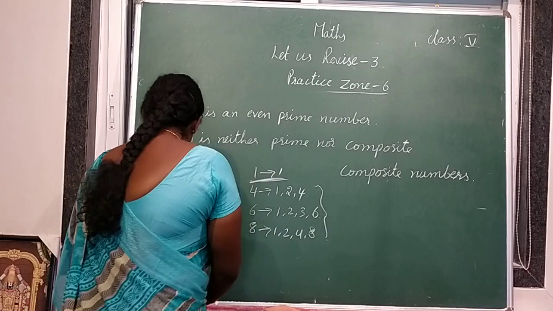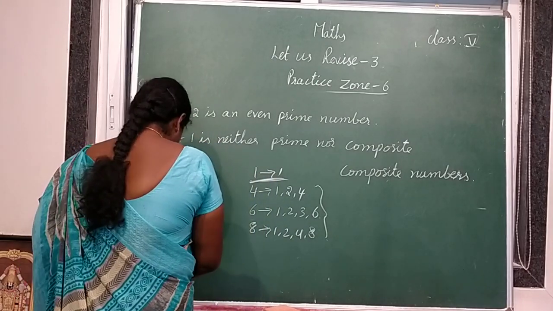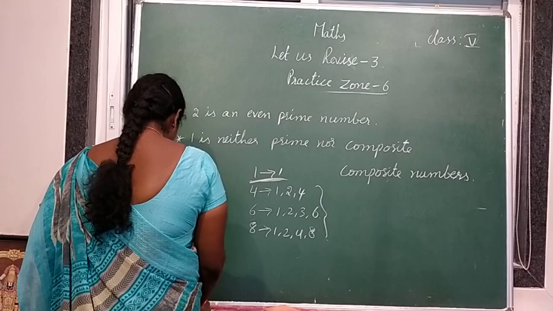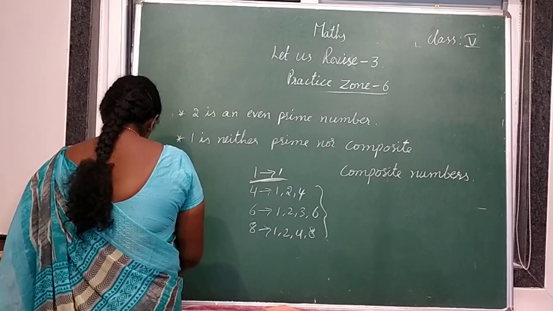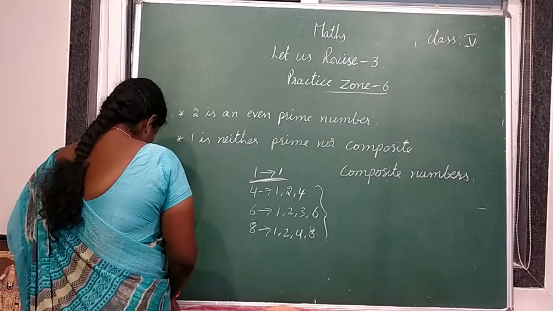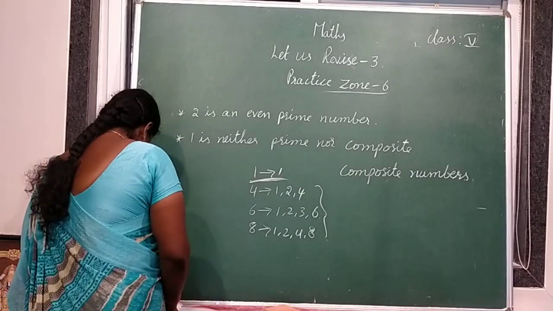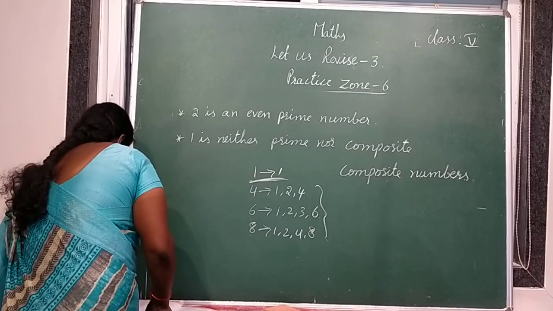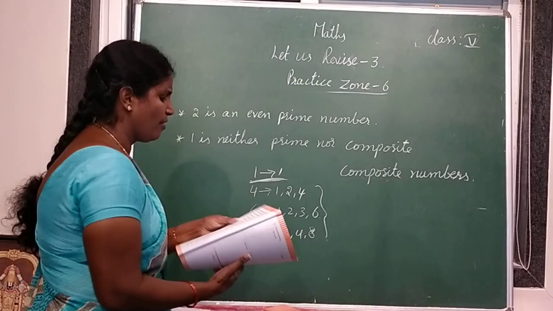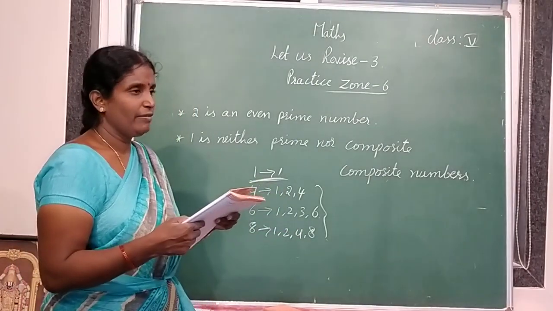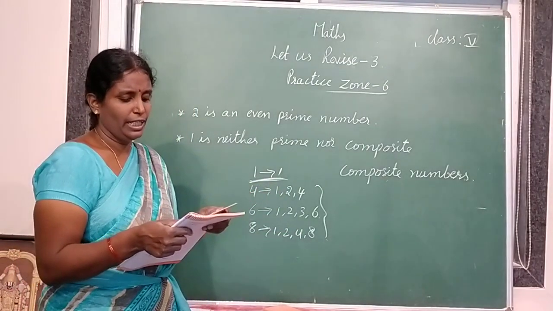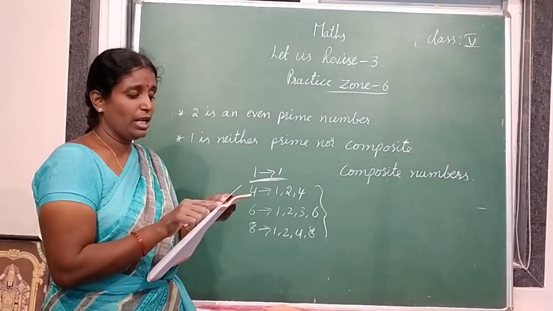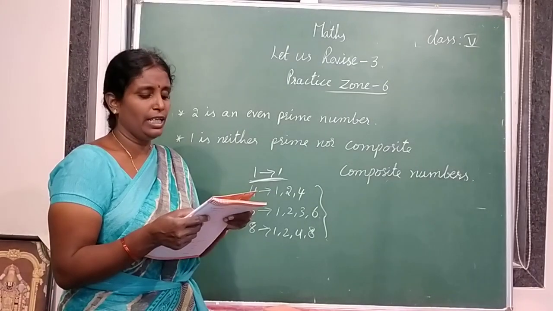Understood? Now all of you open your books. Take out your books, all of you. Worksheet, page number 10. State whether the following statements are true or false. Total number of even numbers between 10 and 30 is 9.